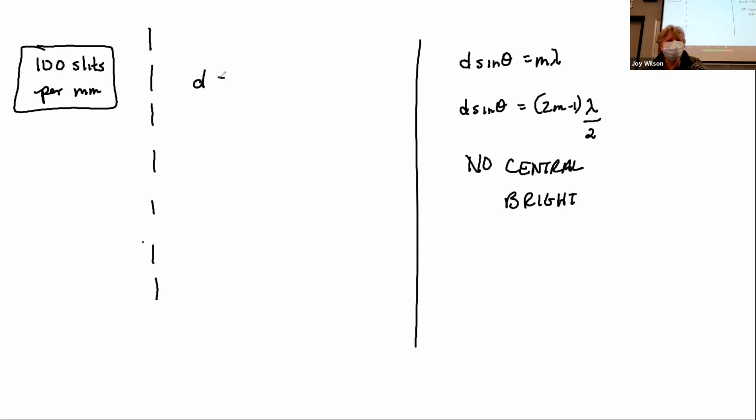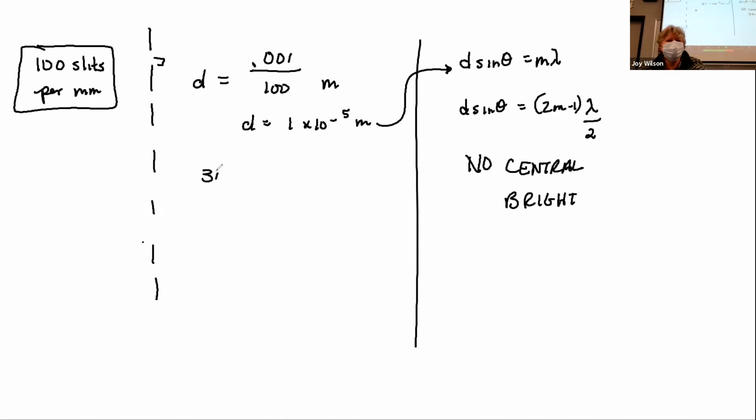But usually what we have to do is find D first. D is the slit separation. How would we figure that out if there's 100 slits per millimeter? What would you need to do to find your slit separation? One millimeter divided into 100 parts. That would be your D that we use here.